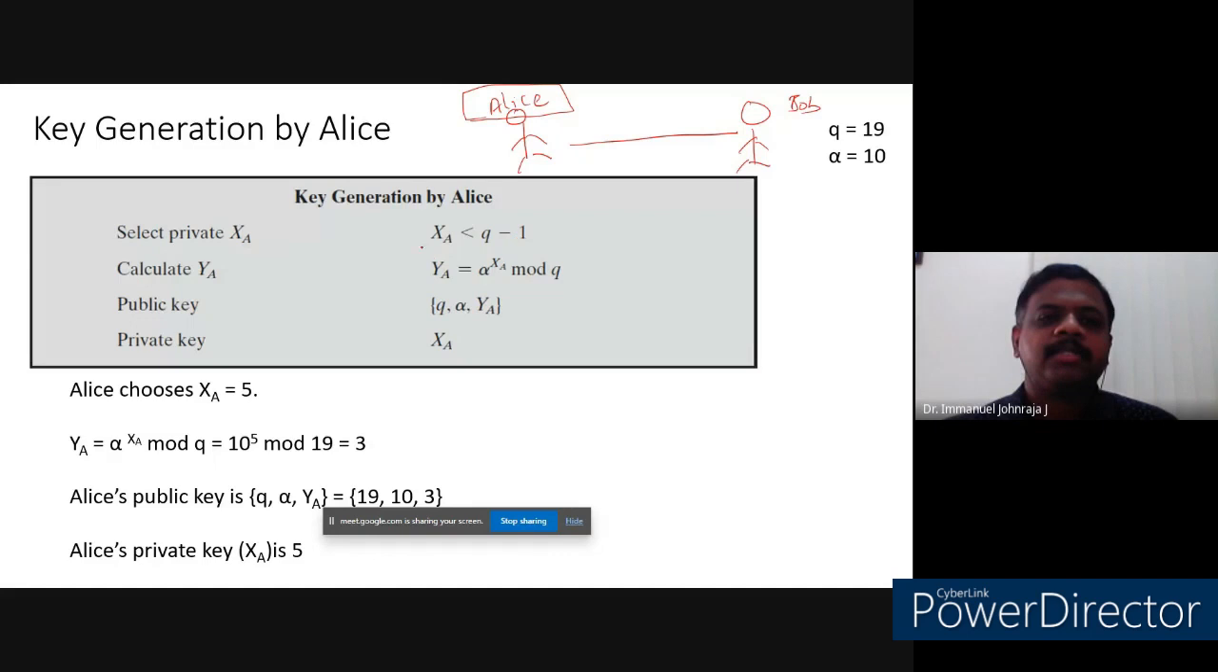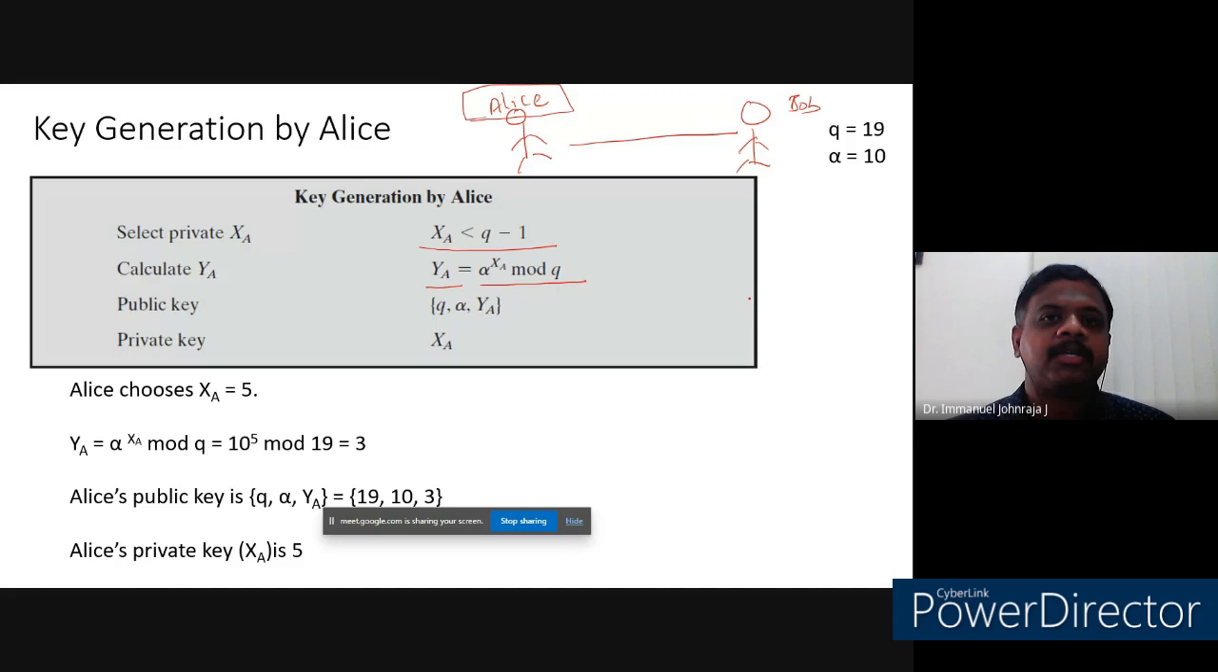She chooses a value XA which is less than Q. Very similar to Diffie-Hellman, if you remember that. So she selects a random value. The only condition is it should be less than Q minus 1. And she calculates YA. Don't you think this is also similar? Alpha power XA mod Q. So far, this is probably ditto your Diffie-Hellman. So she calculates YA, which is equal to alpha power XA mod Q. And now the public key is Q, alpha, YA. These are the three values which are taken as the public key.